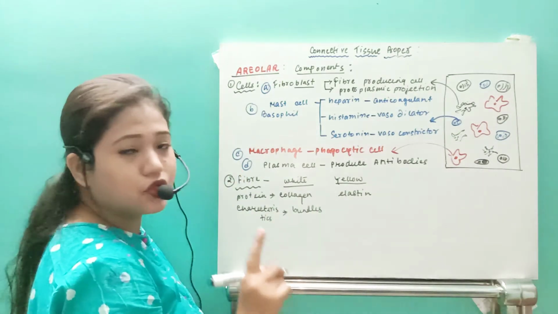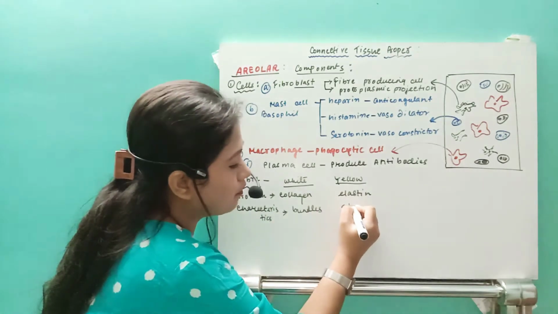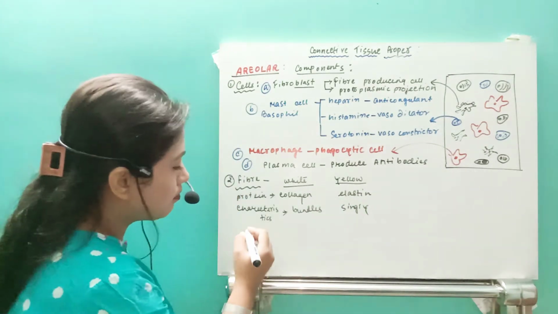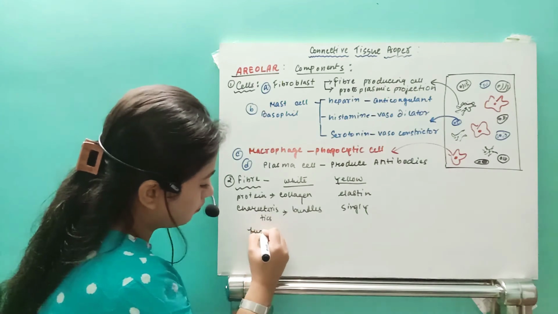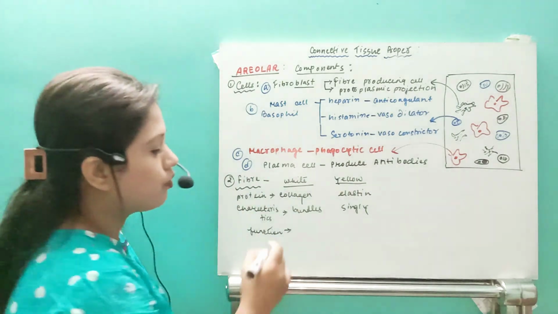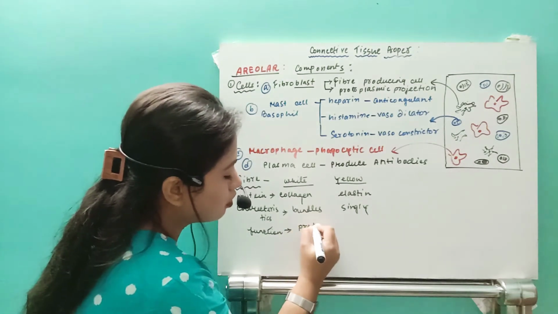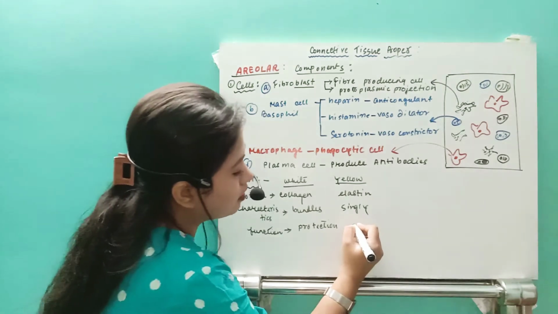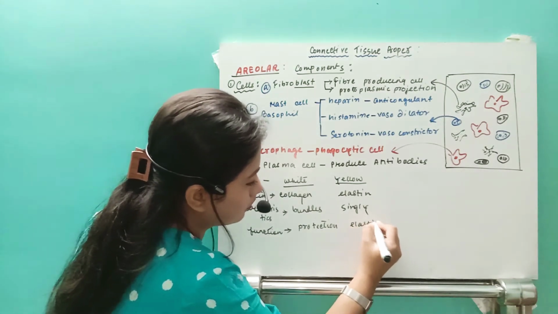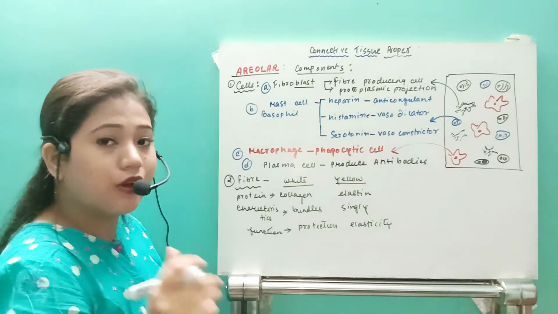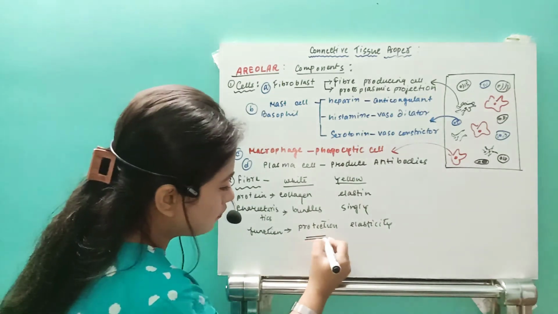And if it comes to the yellow fiber, then it will be found individually, singly. Okay, next one, what is the main function? Now if it comes to the function, then white fiber will provide us protection. And if it comes to the yellow fiber, then it will provide elasticity. So already we know white fiber is found in bundles.